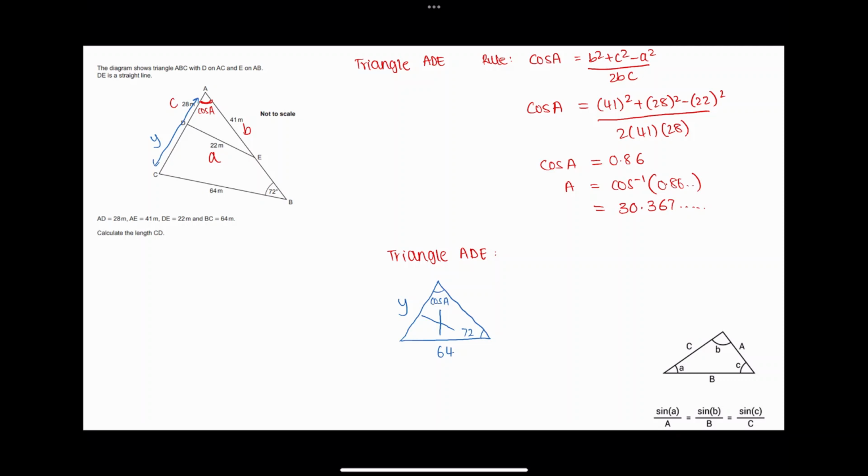We can substitute in the numbers we have to finally give the value of y as 120.4 meters to 1 decimal place. Remember, we took the length as y, so we can subtract the additional 28 meters to find the length of just CD, which gives us 92.4 meters as your final answer.